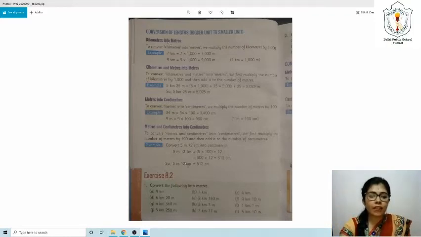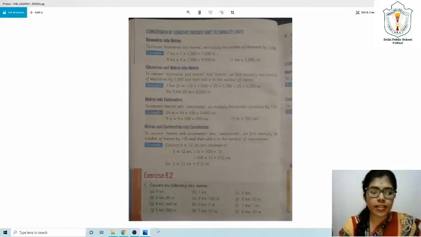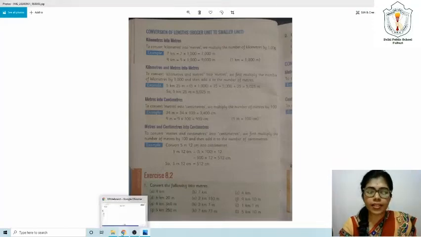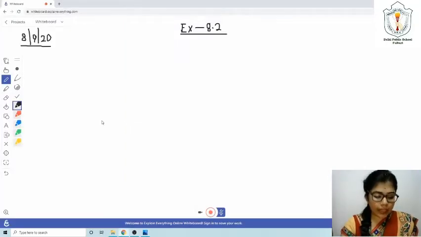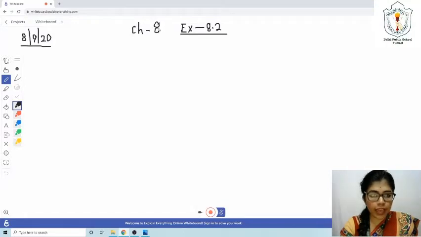Now having said that, let us move on with exercise 8.2. Here I have the question for you, and let us write the question. Please write the exercise and the date on top before you start. Also, since you are starting a new chapter, you have to write the chapter number. So chapter 8, exercise 8.2. Question number 1, 2 I'll do for you, and the rest you will have to do yourself.